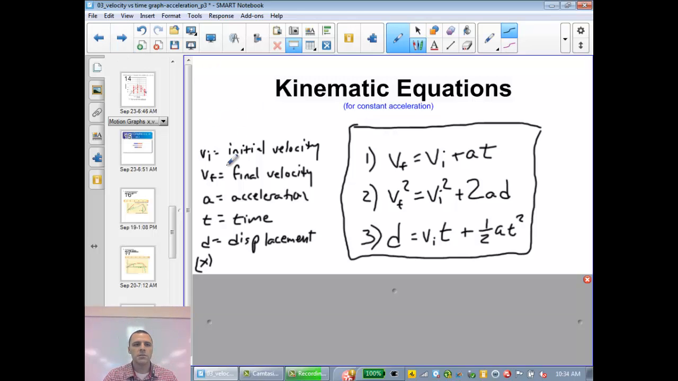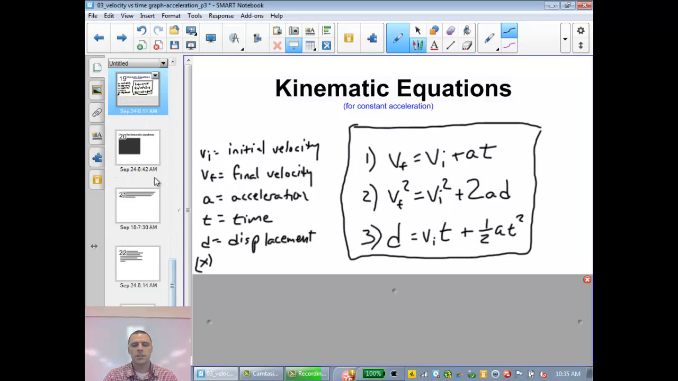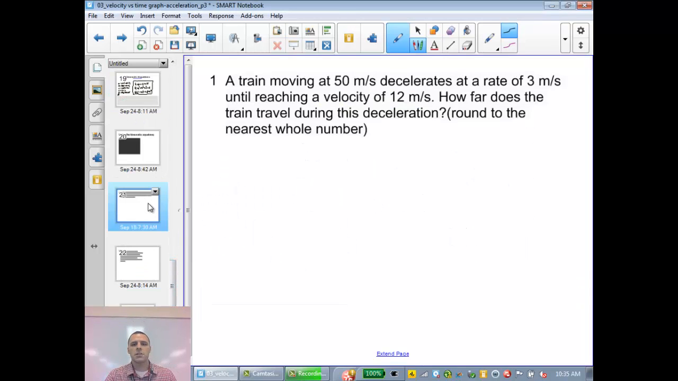What I wanted to do right now is go through two examples of how we use them. That's the best way to learn. So when you're reading a word problem, I would list the givens first. So this is a train moving at 50 meters per second, so that's its initial velocity. I'm going to write that down. It decelerates at a rate of 3 meters per second.